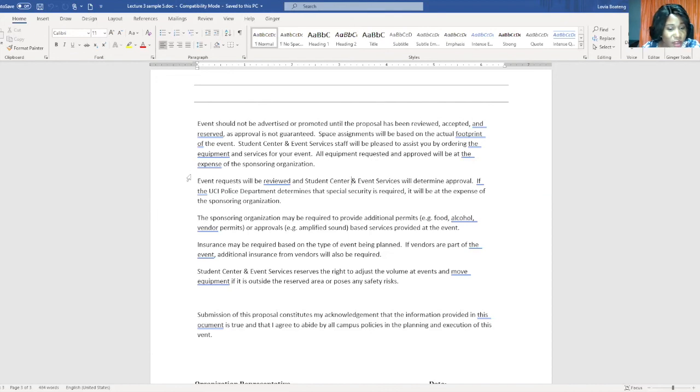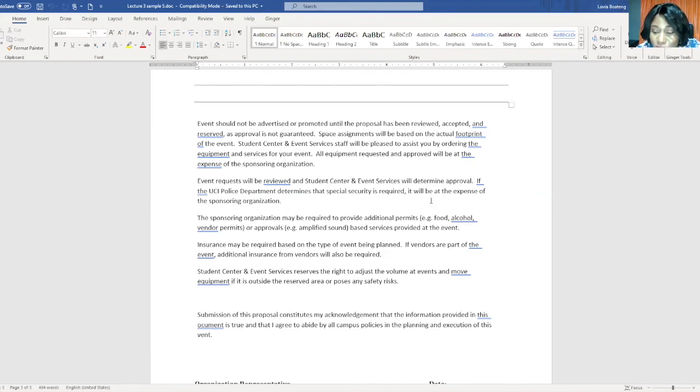They're also saying that event requests will be reviewed and the Student Center and Event Services will determine approval. So technically, even if you are not getting your tables and chairs and other items from Student Center and Event Services, ultimately they still have to approve your events by saying yes or no to it being organized, right? And then the UCI police, in this case, I think UCI is the academic institution. So the police department on the university campus is referred to as the UCI police department. In our case, it will be university security.